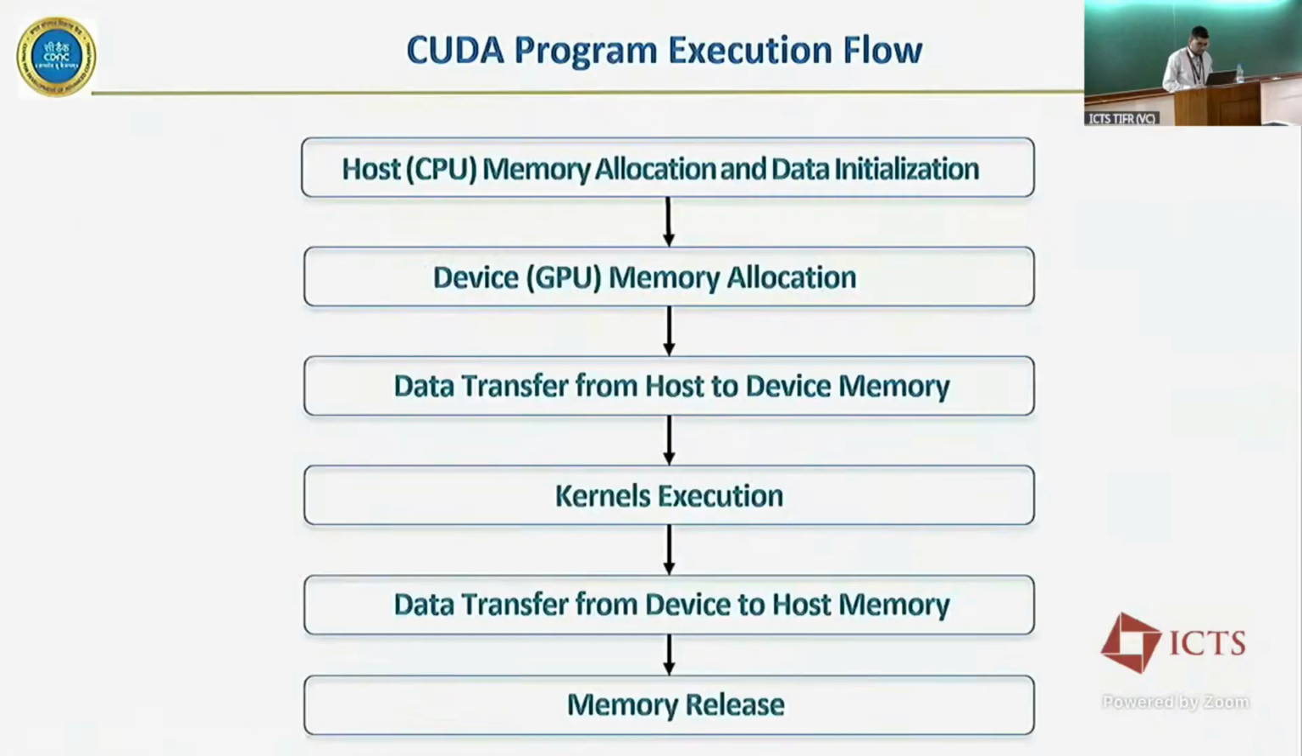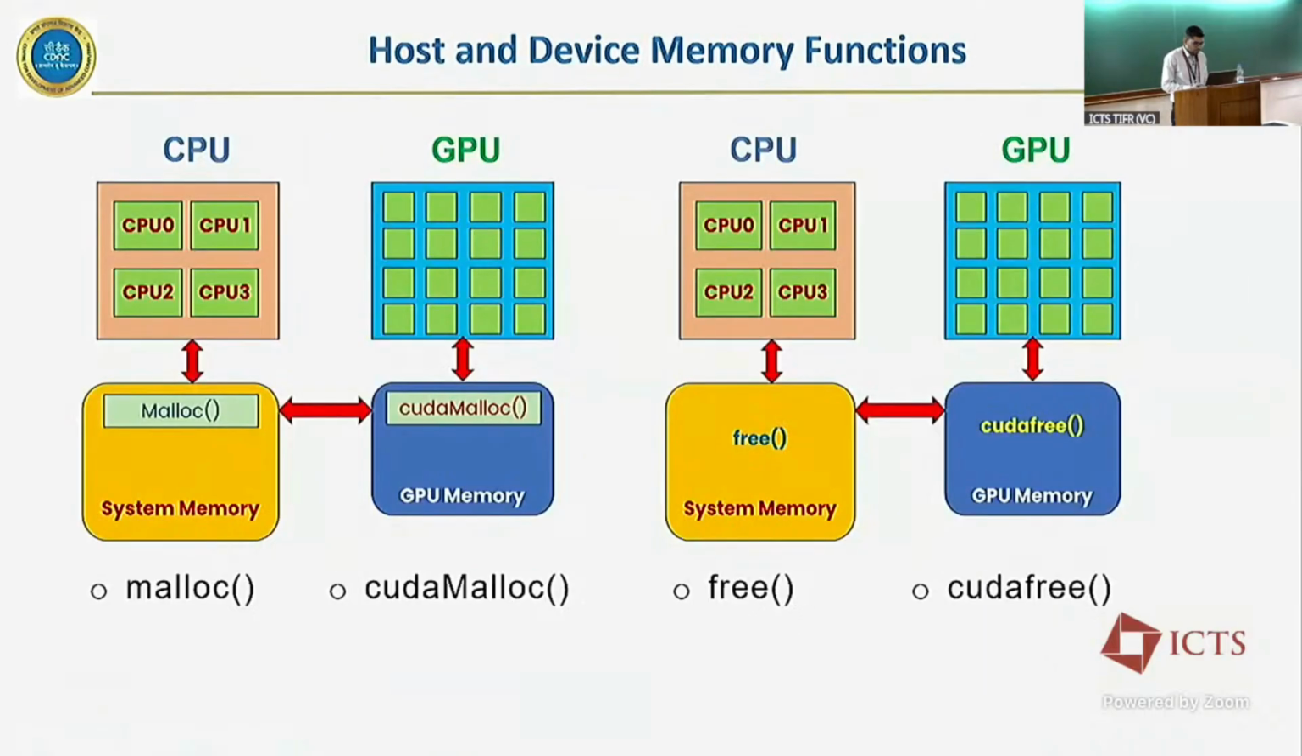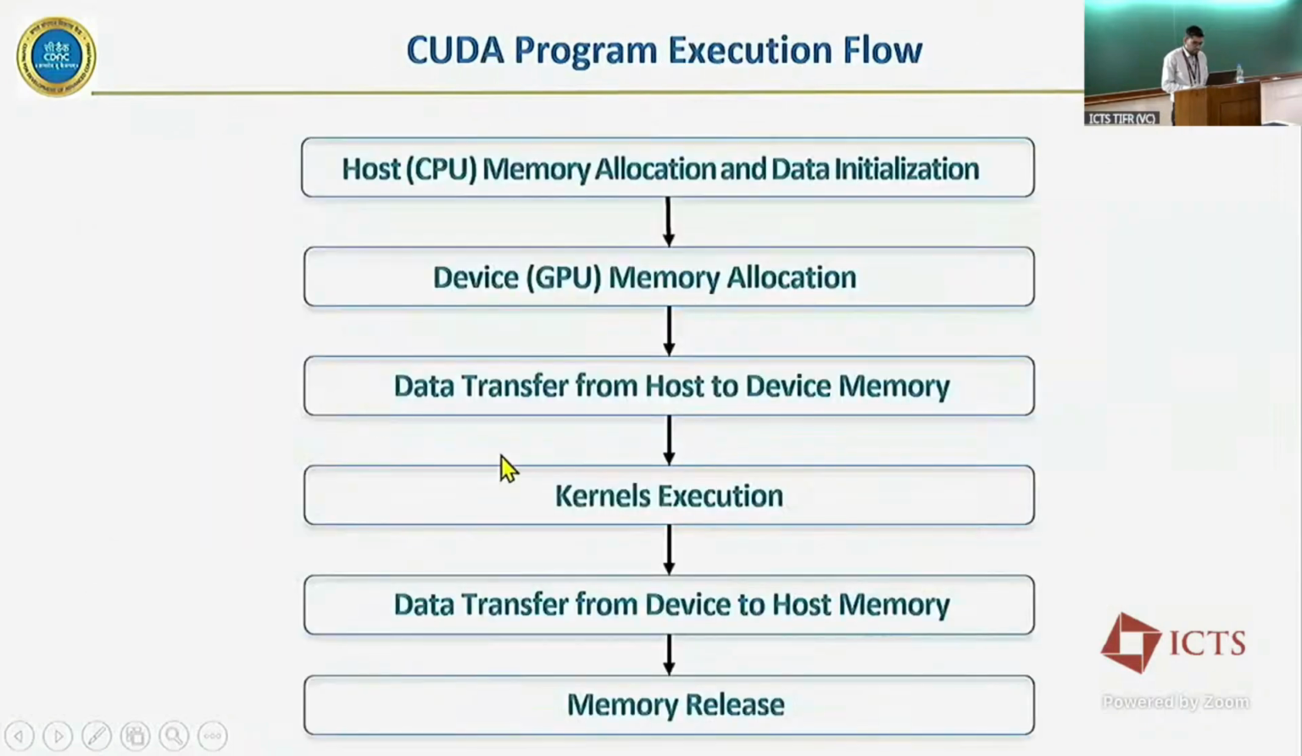Then the third step is to transfer that data from host to device memory. These two terminologies always come up in CUDA: host means the CPU and device means the GPU. So we have initialized the memory for the variables, and now we transfer those variables from the CPU to the GPU. That is the third step.